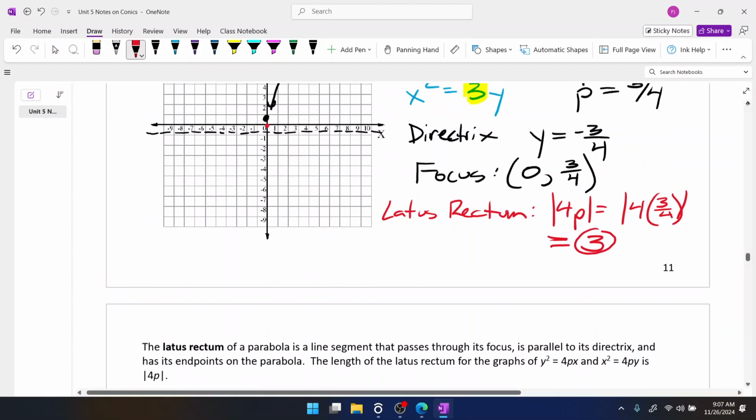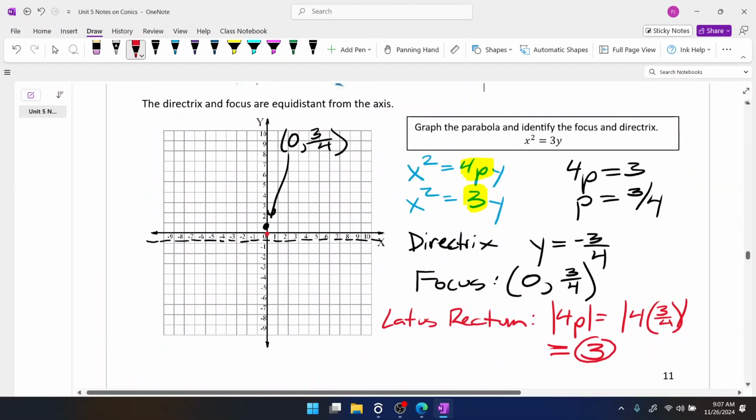Now, let's keep this in mind here. It goes through the focus. That's our focus point here. It will be parallel to the directrix, as we see right here. Now, the length of this latus rectum is going to be 3.